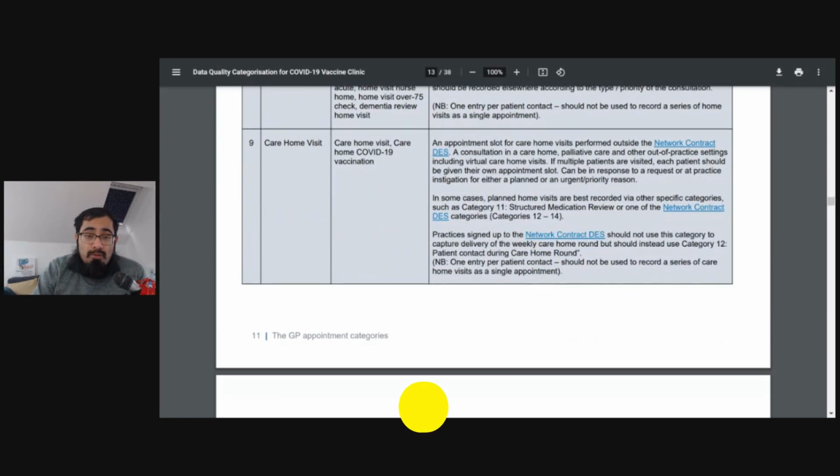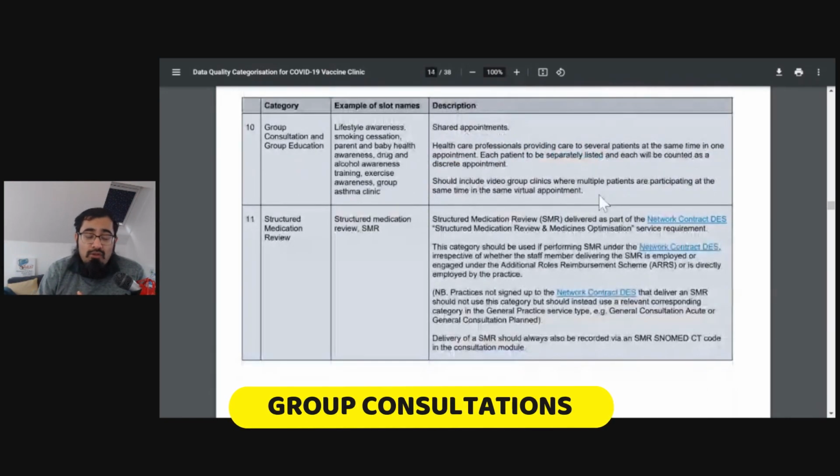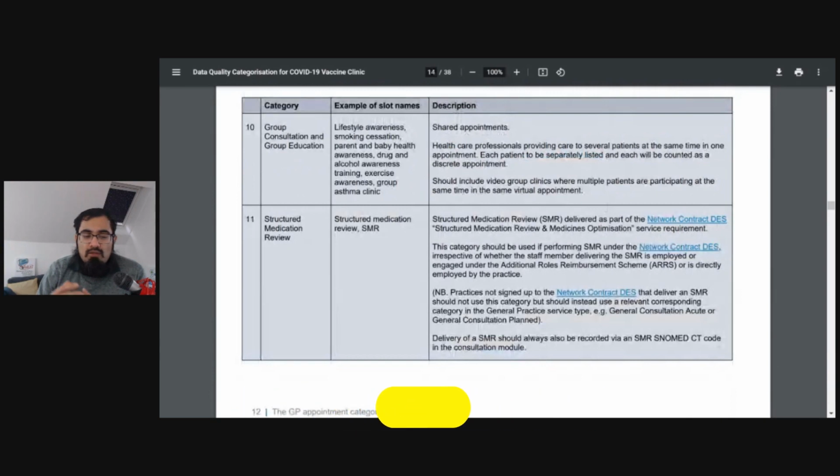Next up, we've got group consultations, that's category number 10, and group education events. So this will be things like lifestyle awareness, smoking cessation, all that kind of stuff. Shared appointments effectively. And it doesn't distinguish whether this is video-based or in-person group consultation. Now, this may be something that's supported by PCN staff. This could be done within the practice. It's important to recognise that aspect.